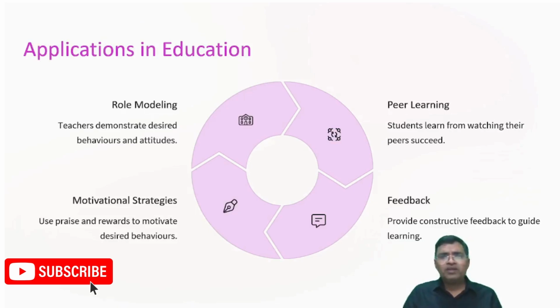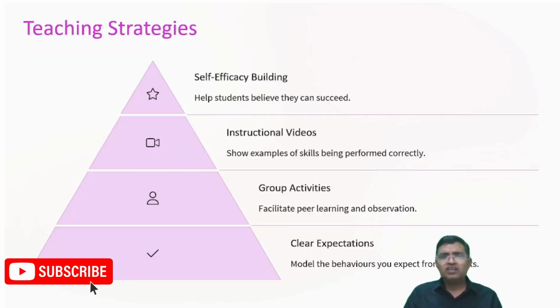Okay, what applications are there in education? Role modeling: the teacher demonstrates how behavior should be, how our behavior should act. That is demonstrated by the teacher, and the student will observe. The students not only observe the teacher, but they also learn from their peer group. Then we have to use motivational strategies so that they get motivated, and we should give constructive feedback in learning. Those are the applications in education. The teaching strategy: what teaching strategies are to be followed in social learning?